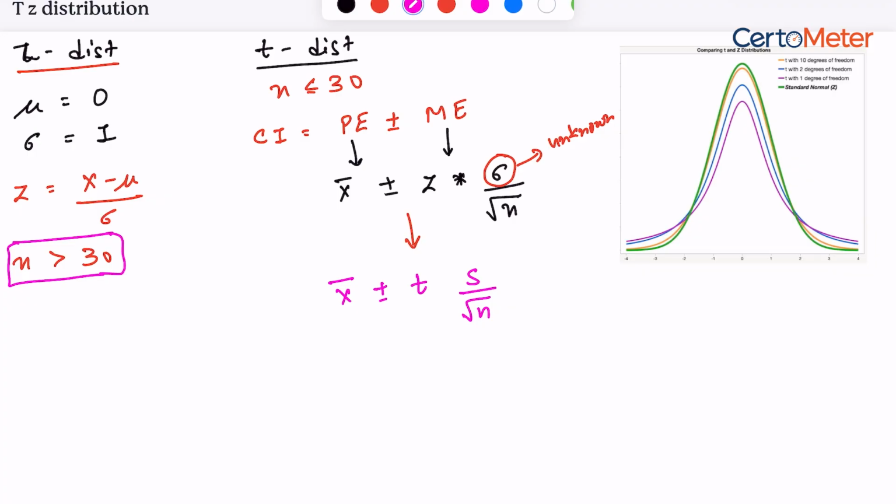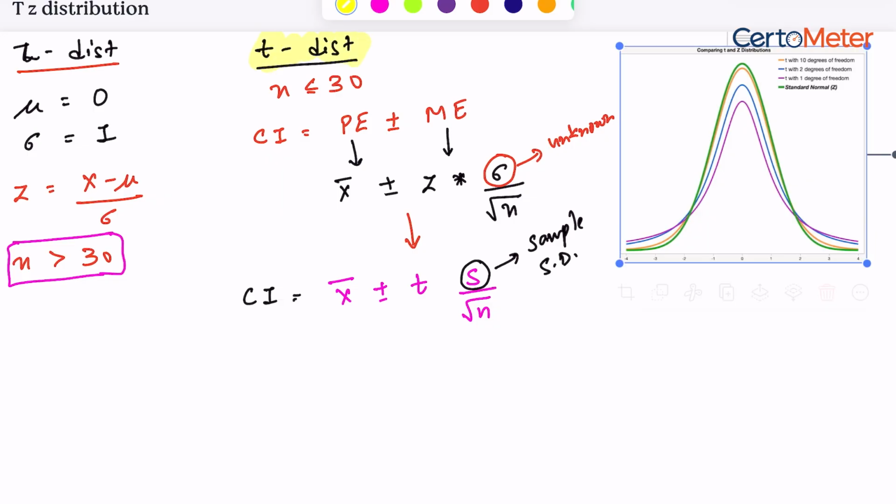Because my population standard deviation is unknown, I am replacing it with the sample standard deviation. Right? So instead of population standard deviation, I am taking sample standard deviation, and this becomes my new formula to calculate the confidence interval. Whenever my sample size is smaller than 30, this is the formula that I will be applying to calculate the confidence interval. In this, I will be using the T distribution, which is also known as student's T distribution.